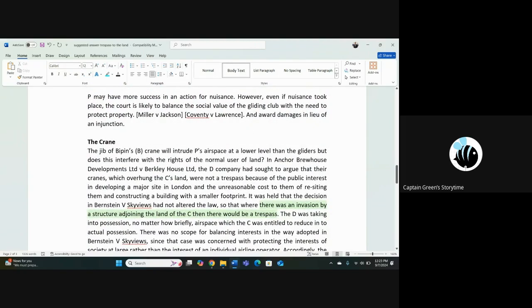Paresh may have more success in an action for nuisance. However, even if nuisance took place, the court is likely to balance the social value of the gliding club with the need to protect property. We will study nuisance in detail.